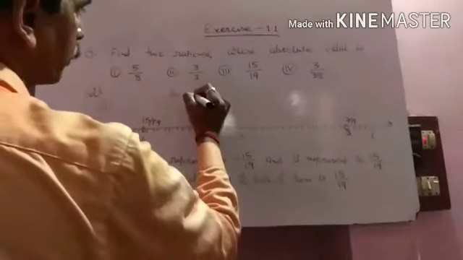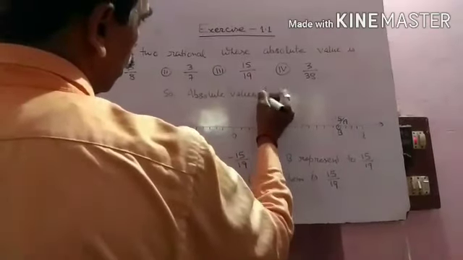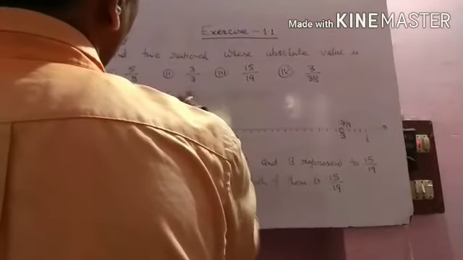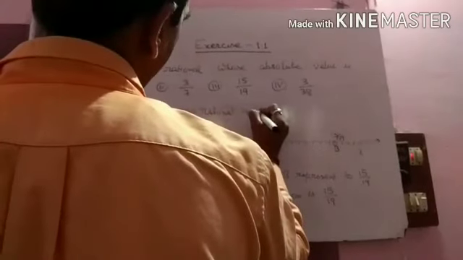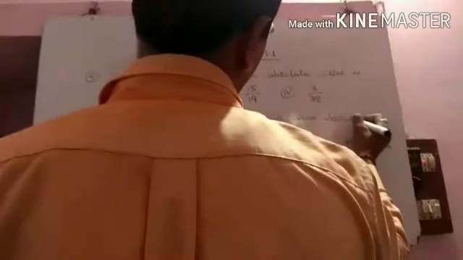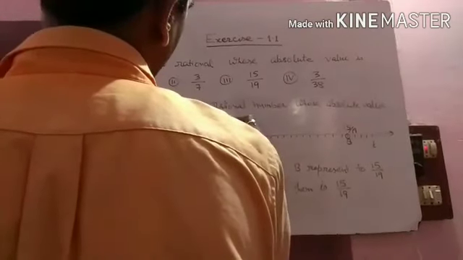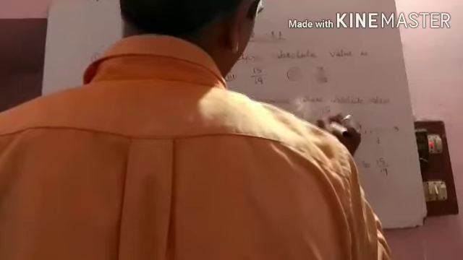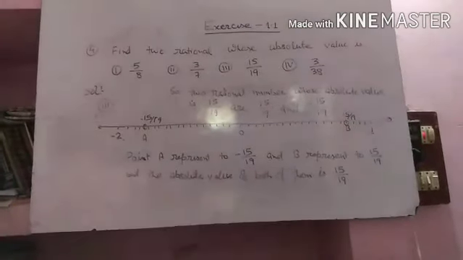So the two rational numbers whose absolute value is 15 by 19 are 15 by 19 and minus 15 by 19. Okay, write this one.